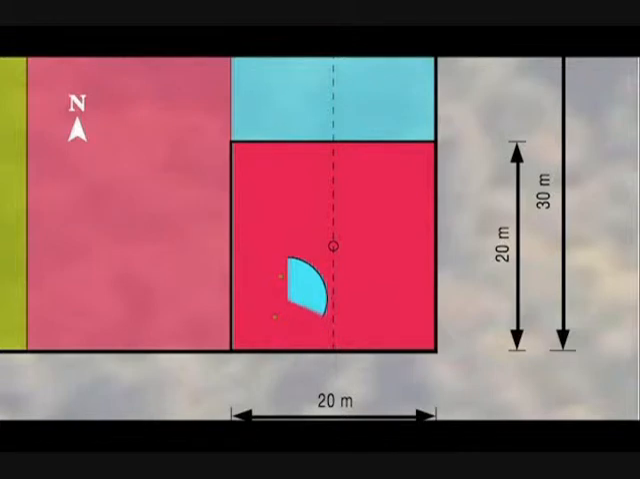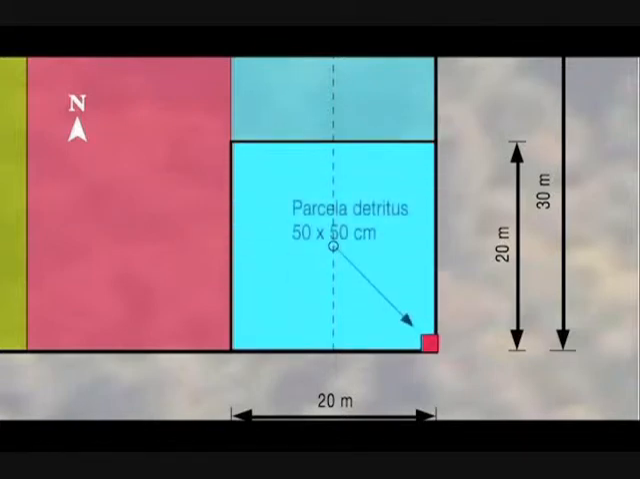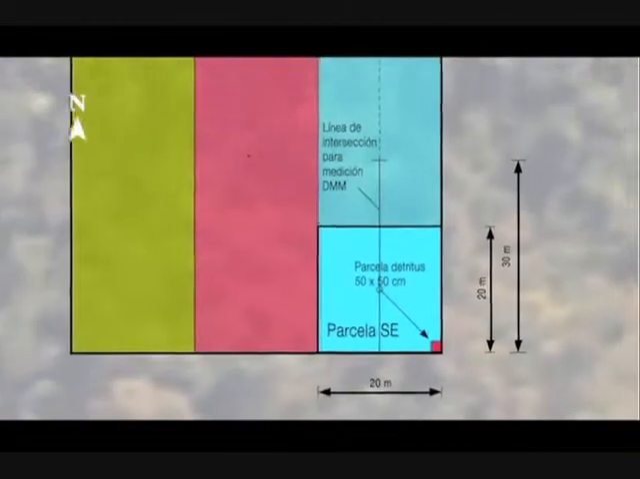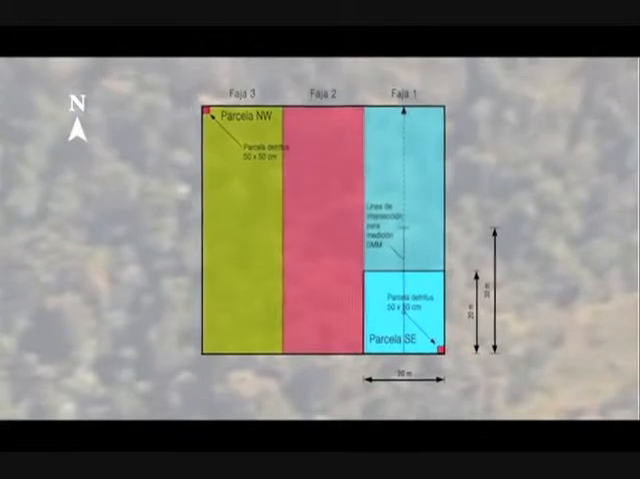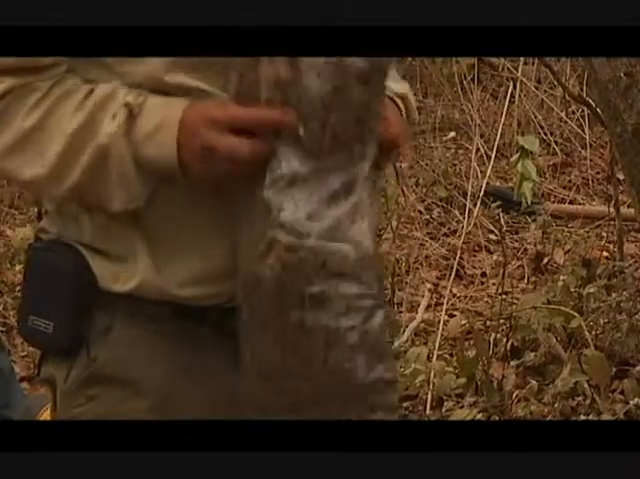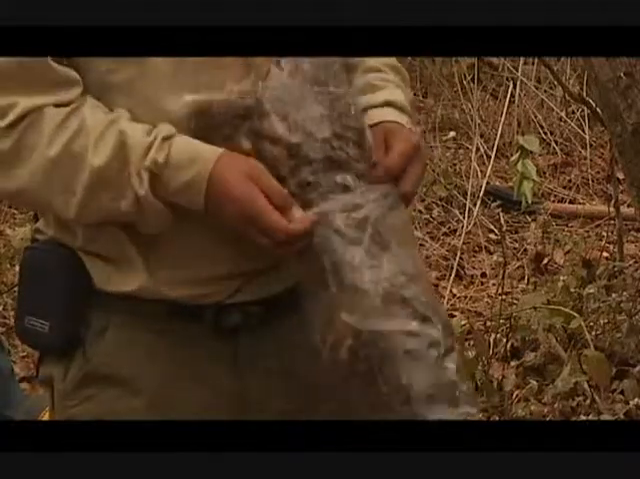The third incorporated subparcel consists of two 50 by 50 centimeter squares located at the southeast and northeast ends of the main parcel. This is where the weight of the fallen leaves and debris is registered. These dead branches or trunks measure less than 10 centimeters in diameter.